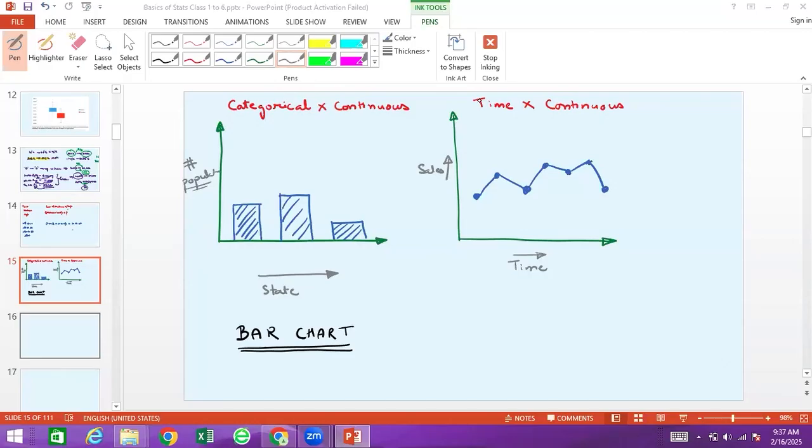Property rates too. If we are plotting it with time only, then it should be a line chart. Whenever there is time, never make a bar chart; it will look wrong. Similarly, whenever there is a categorical variable, never make a line chart. With categorical and continuous, it will always be a bar chart. With time and a continuous variable, it will always be a line chart.